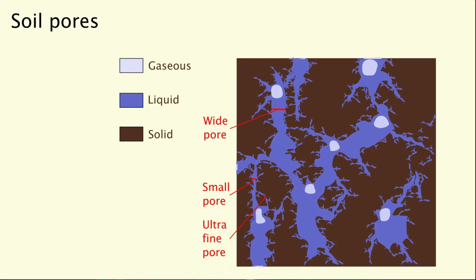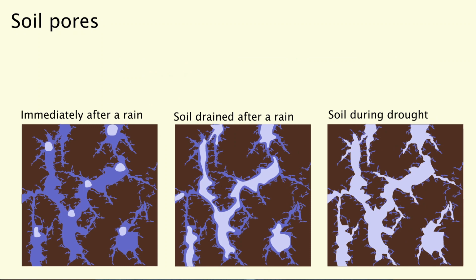A distinction is made between very wide pores up to 75 micrometers in diameter, narrow pores between 75 and 5 micrometers, and very fine pores with a diameter of less than 5 micrometers. Very wide pores, such as earthworm holes, for example, allow water to drain away very easily. Here, the effect of gravity is sufficient to remove the water. These pores are therefore only filled for a short time after rain.